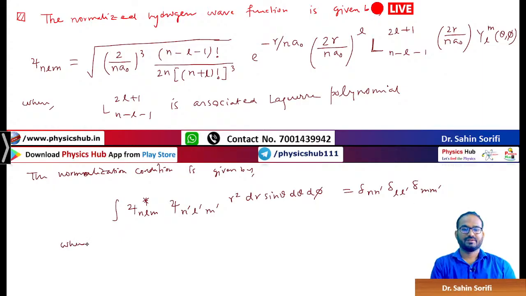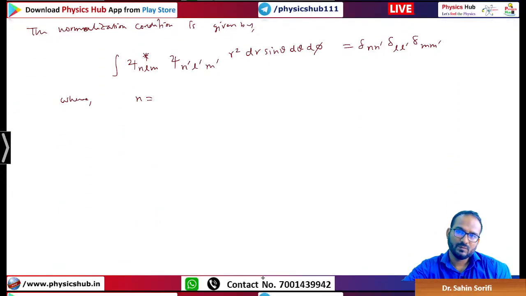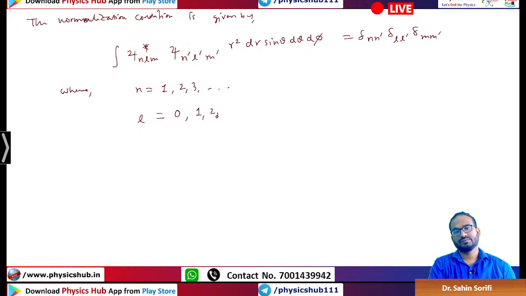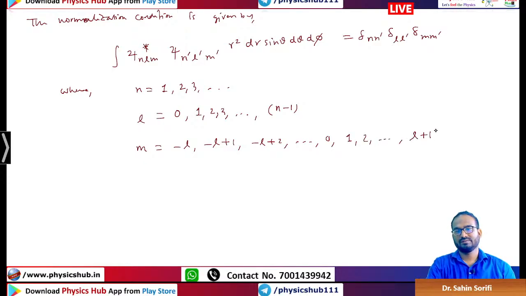where n will run, for the hydrogen atom, n starts from 1, 2, 3 and it will go up to infinity. L will run from 0 to n minus 1. M will run from minus l to l.